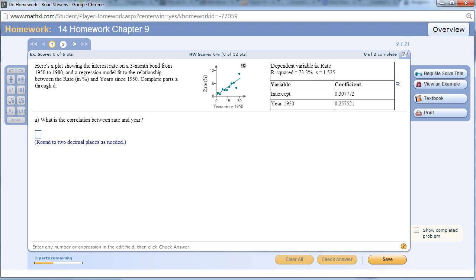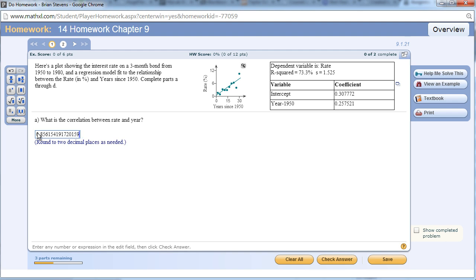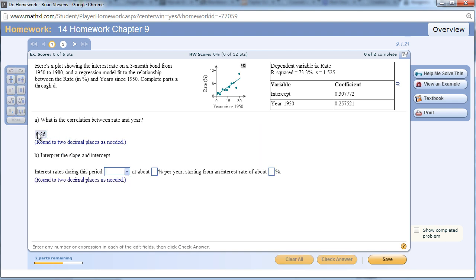So let's go ahead and square root r squared. Going right here, we take 0.733 and square root it. Bringing this back over, I like to copy in all the numbers and then delete down until we get to the right point. Now remember, r squared is percent of variation in y explained by x. So 86% of the variation in interest rate is explained by the variation in years since 1950.